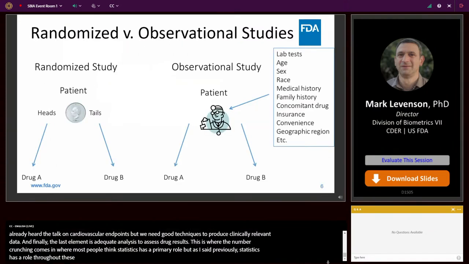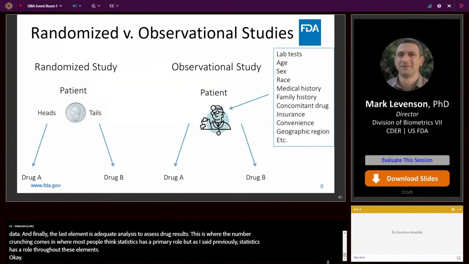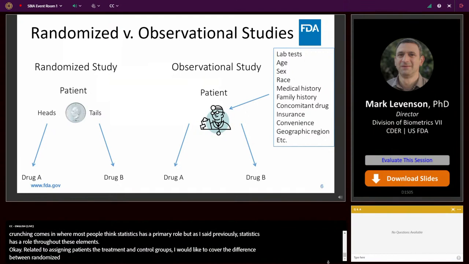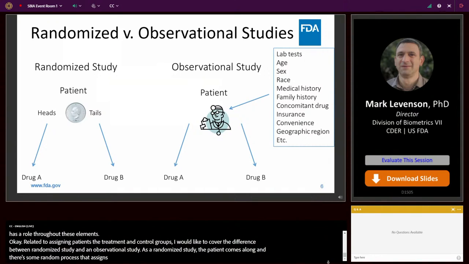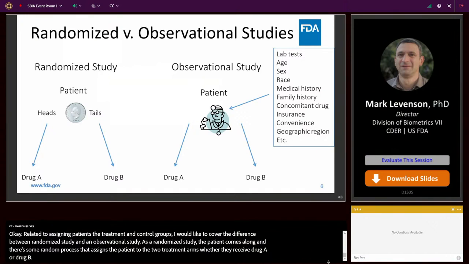Okay, related to assigning patients to treatment and control groups, I'd like to cover the difference between a randomized study and an observational study. In a randomized study, let's say a patient comes along and there's some random process that assigns the patient to the two treatment arms, whether they receive drug A or drug B. Here, I show it as a flipping of a coin, heads or tails. And in practice, of course, that would be likely computer generated.